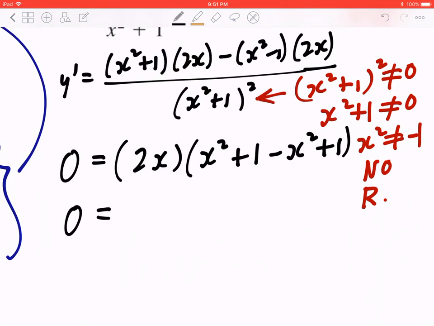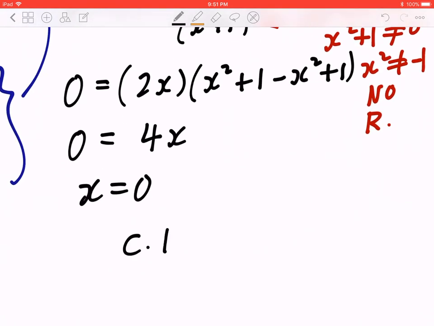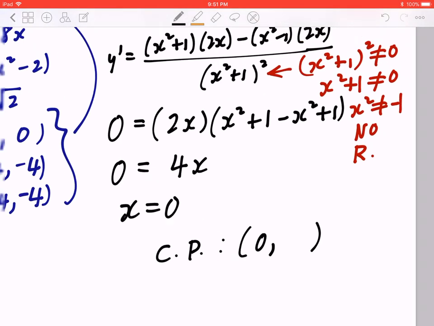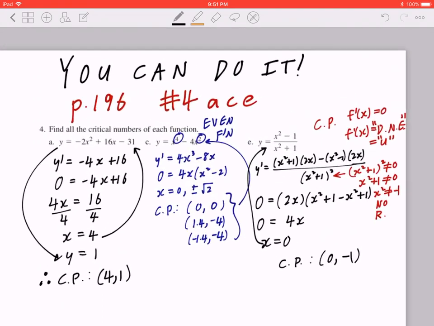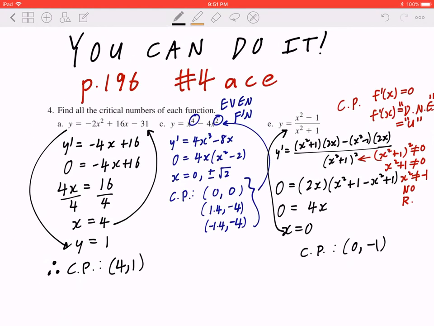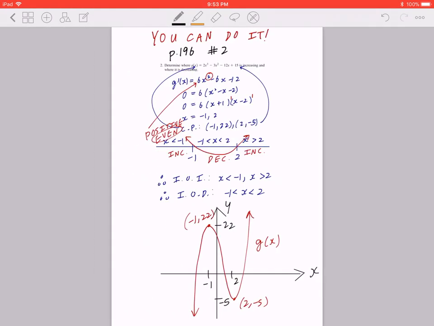When you collect like terms, that's going to be 4 times x, which means x is going to be 0. Again, form the habit, find the actual critical point, not just the x value. If you plug 0 back into the function, that's going to be negative 1 over 1, which is negative 1. And that's how you do number 4, A, C, and E. And this is how you do number 2 on page 196. I hope this makes sense.